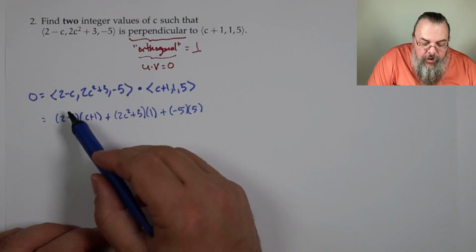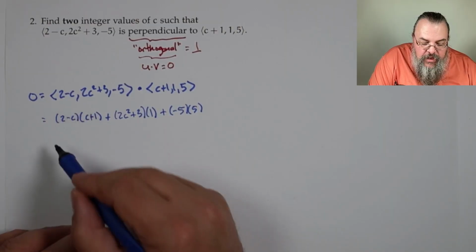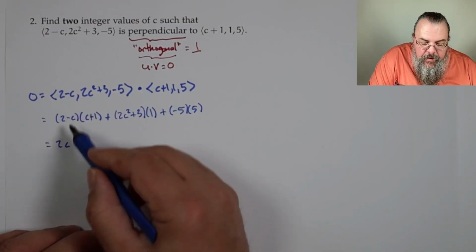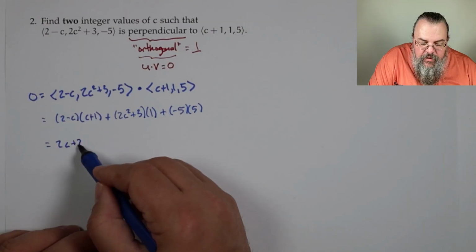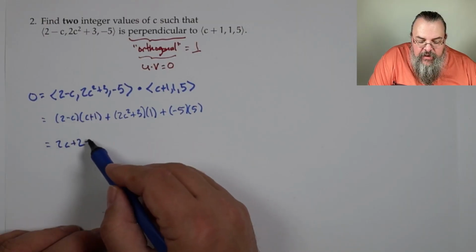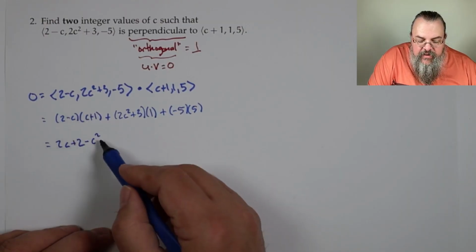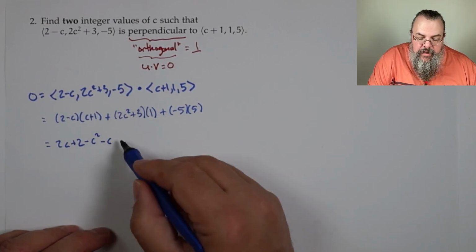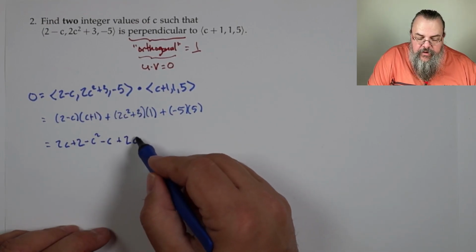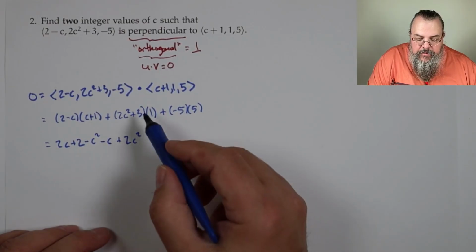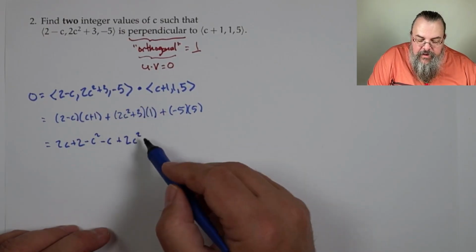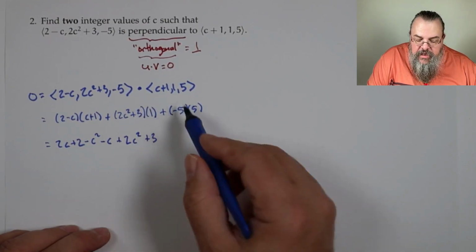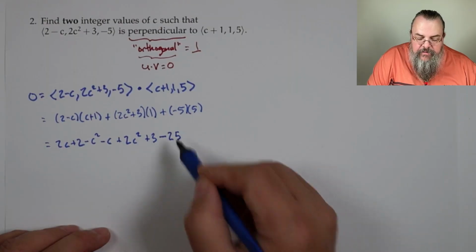We'll do some foiling here. We get 2c plus 2 minus c squared minus c. Good times. Now we'll distribute the 1 in, which is not very hard to do. You just multiply by 1. 2c squared plus 3 and minus 25.